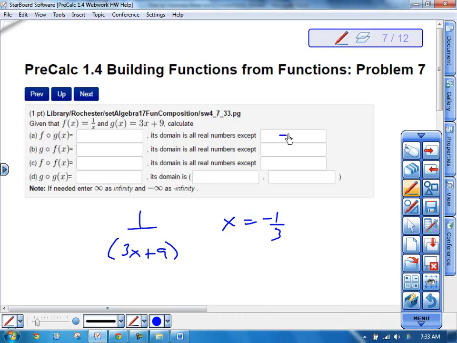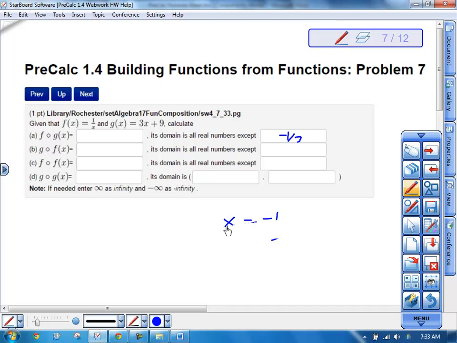It's important also to look at the original function that you're plugging in, g of x, and make sure there's no restrictions on that, because if you can't plug in numbers from this domain, then they're not going to make it into the composition function either. So we'll see that, I'm sure, coming up in a second here.